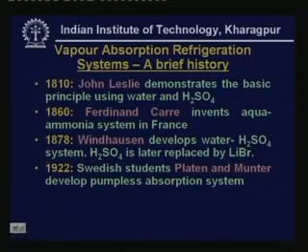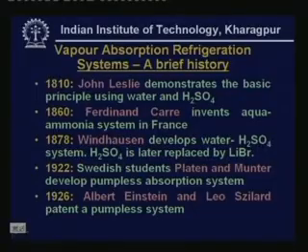And in 1922, two Swedish undergraduate students, Platen and Munters, invented a very interesting vapor absorption system which does not require any mechanical device. That means it is a pumpless vapor absorption refrigeration system, and it requires only heat input for its operation. That is why it is called a pumpless vapor absorption refrigeration system. And in 1926, Einstein patented a pumpless vapor absorption system. This is also a pumpless system, but its principle is dramatically different from the one suggested by Platen and Munters.